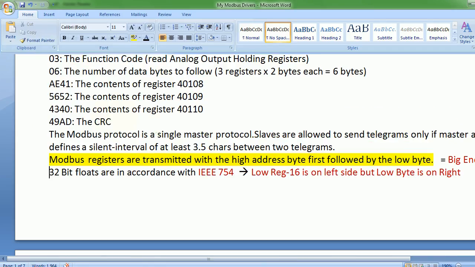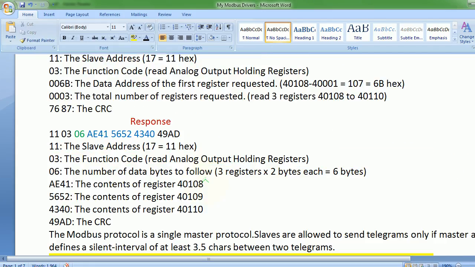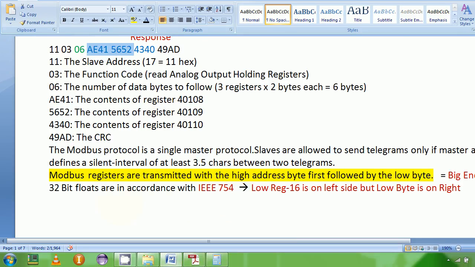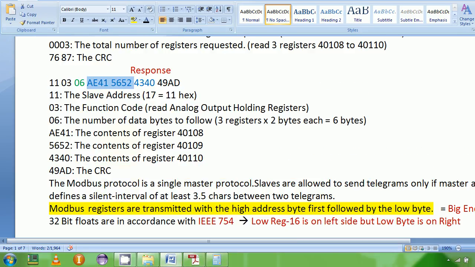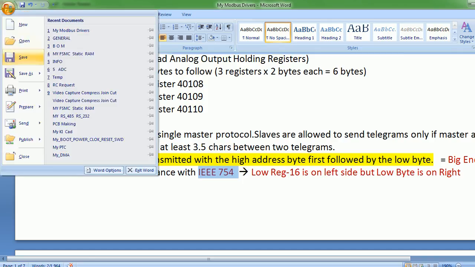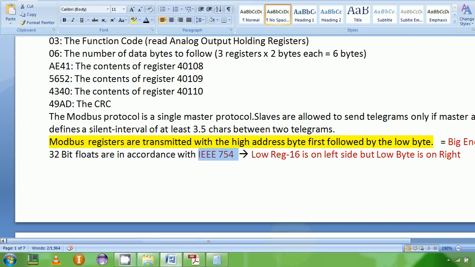So if you have used a data type of float in your PLC, then floats are made out of 4 bytes. So these 2 bytes put together will make your one float, just like that. And then you have to know how to convert your 4 bytes into a float number. So you have to know IEEE 754, which is the international standard for floating points. That I will discuss in some later video some other time.